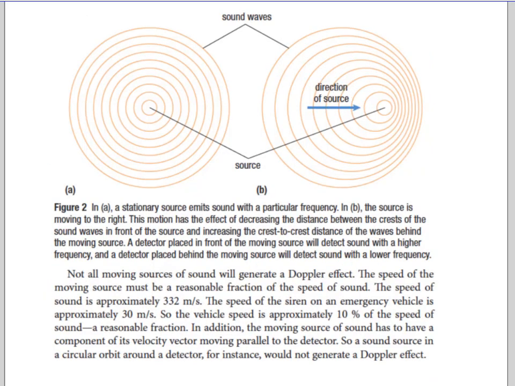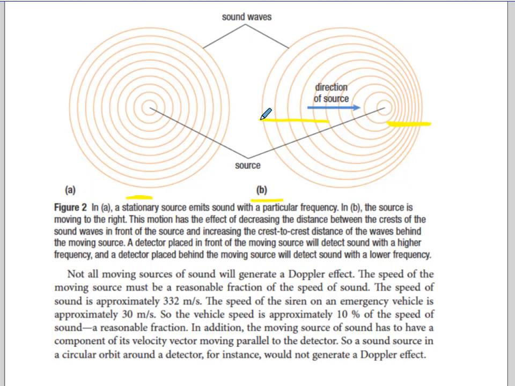So here's a different look at it, same sort of concept. This one here, A, is a stationary source, so the sound goes out in all directions. Everything's equally spaced. This B version is an object that's moving to the right. And you'll see again, here's that compression. So you would have a higher frequency in front of this object and a lower frequency behind the object.